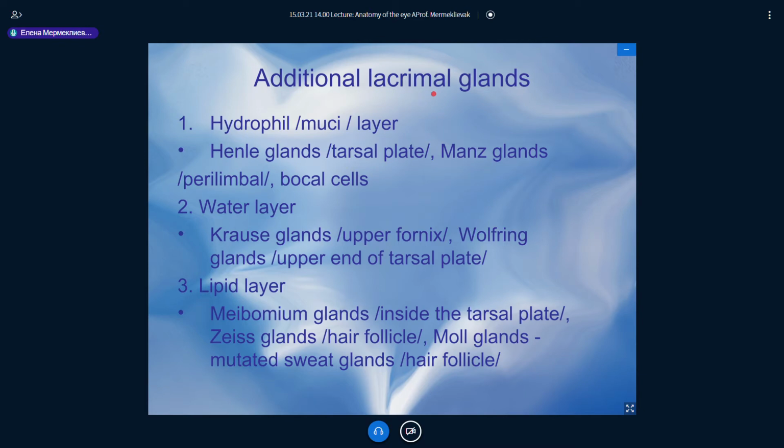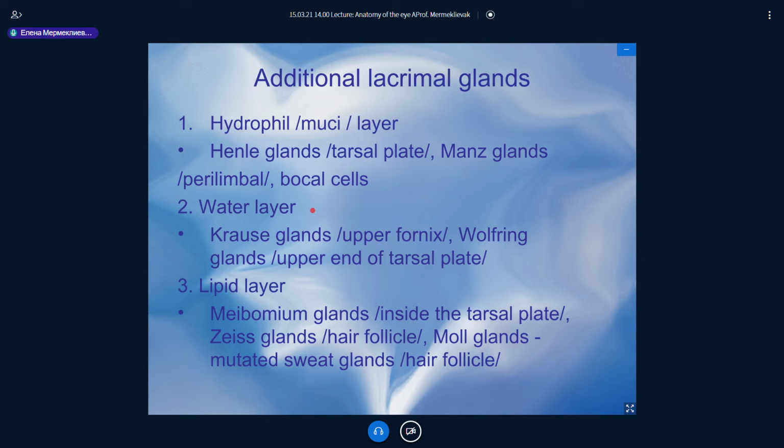The additional lacrimal glands produce the three layers of the tear film. This is the mucin layer. It is produced by Henle glands, which are situated in the tarsal plate, Manz glands that are situated perilimbally, and the goblet cells.